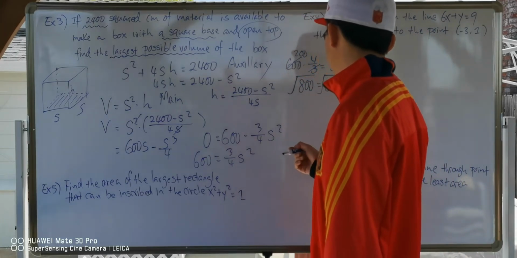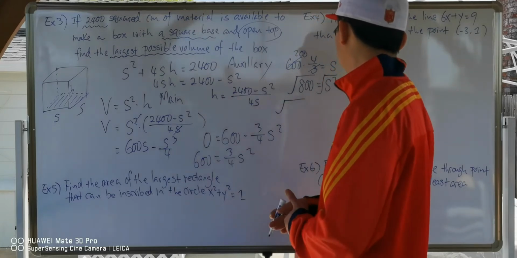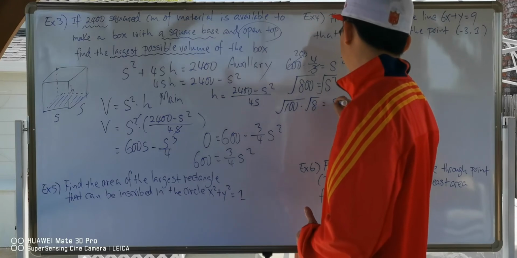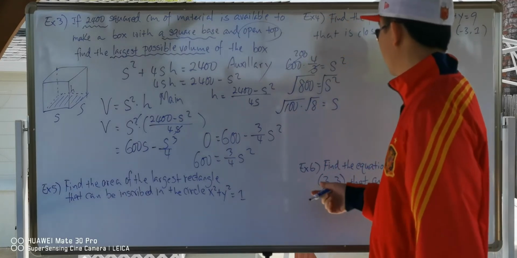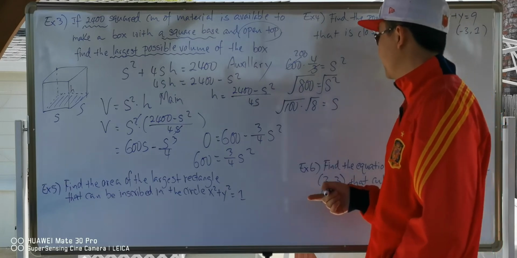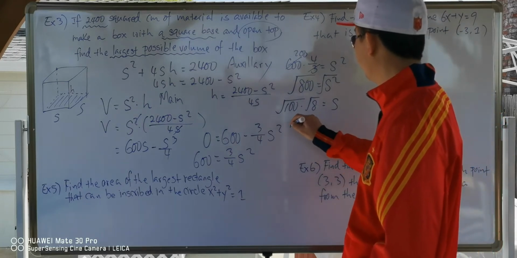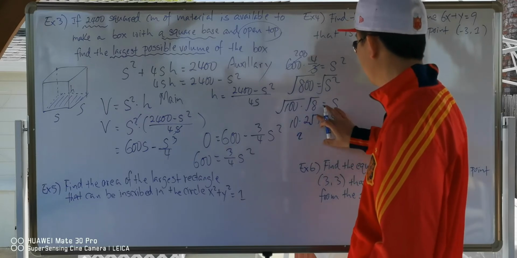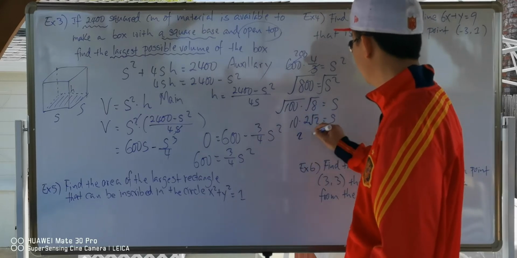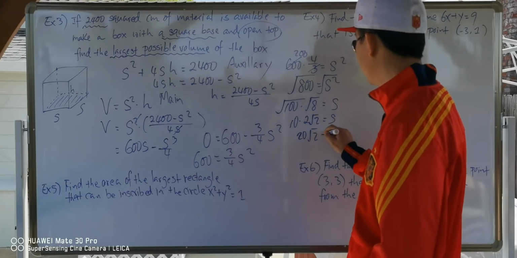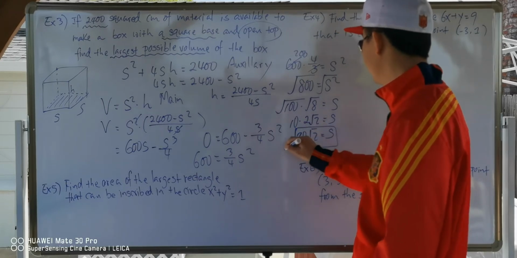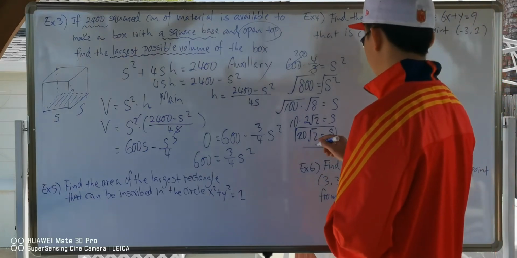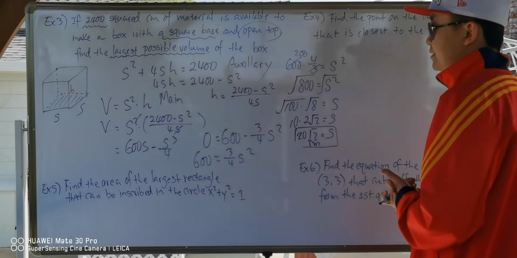So this one can be written as the square root of 100 times the square root of 8. The square root of 8 is 2 root 2, and the square root of 100 is 10. So 10 times 2 root 2, so we have 20 root 2 equals s. And the unit for this one would be centimeters. So we found the side.